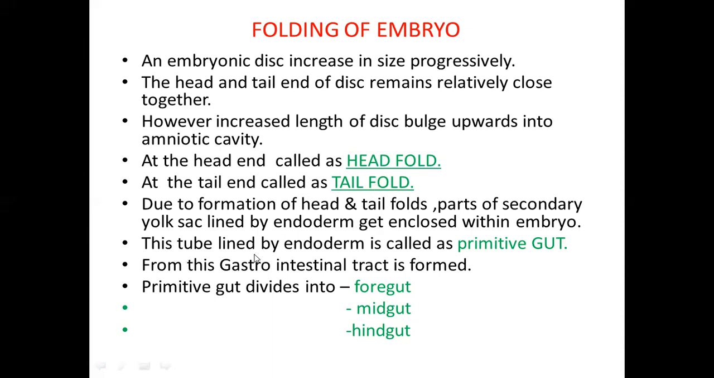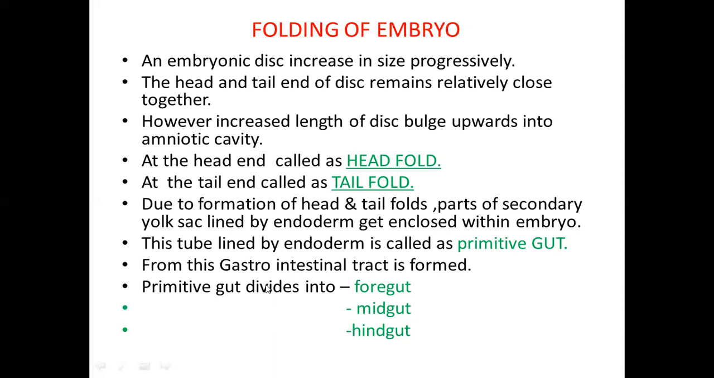So this tube-like structure lined by the endoderm is called a primitive gut. The yolk sac gets converted into the primitive gut, that is, the endoderm gets converted into the primitive gut. From this, the gastrointestinal tract is formed. So the primitive gut will form the GI tract. It is called primitive, meaning very primary phase, gut, gastrointestinal system.